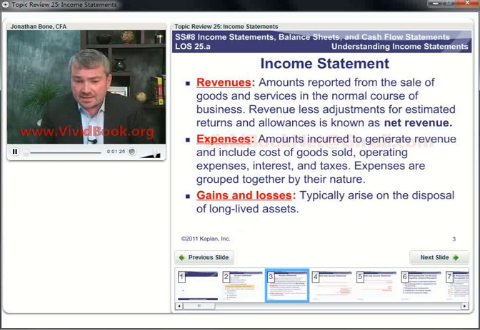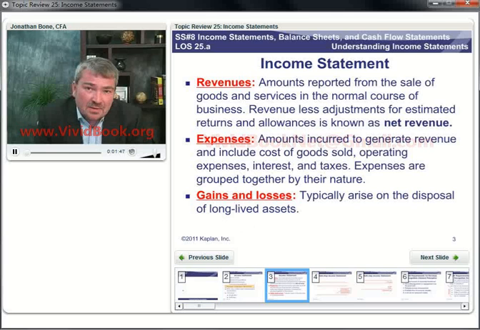Okay, so let's define some of the items in our income statement. Yet again, you can see we're talking about revenues, expenses and gains and losses that we've discussed in earlier readings. So remember, revenues are really the amounts reported from the sale of your goods and services in the course of your normal business. So in other words, they're sales, and they're your typical sales from your typical operating activities.